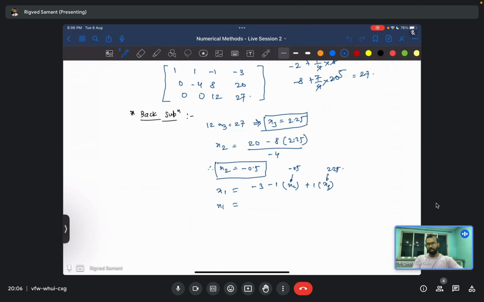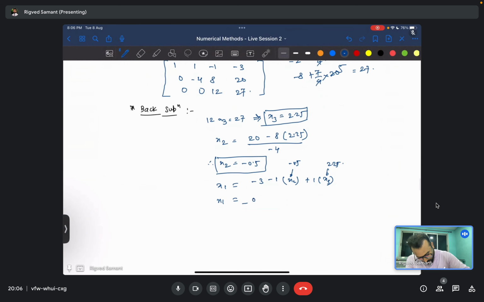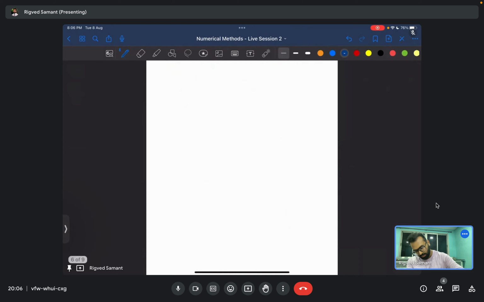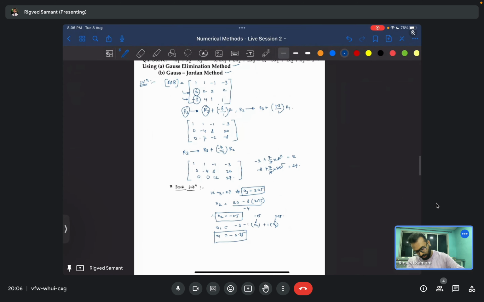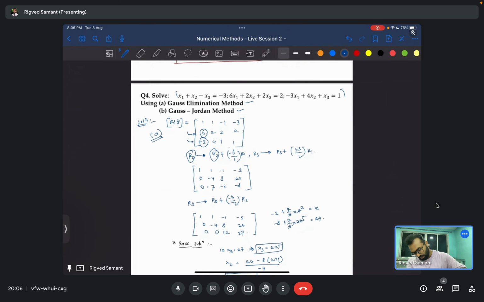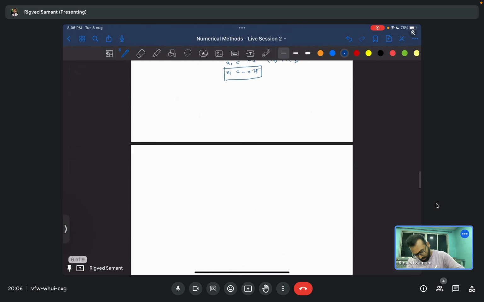Getting x1 value would be minus 0.25. Okay. Now second he is asking you to solve using Gauss-Jordan method. So you got x1, x2, x3. The second he is telling you to solve using Gauss-Jordan method.